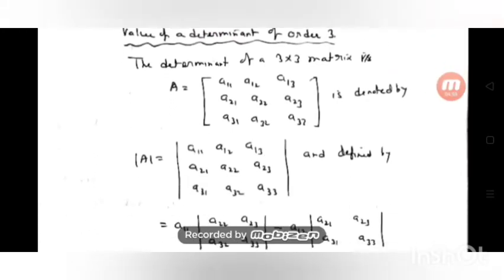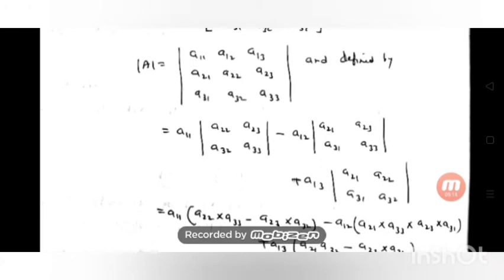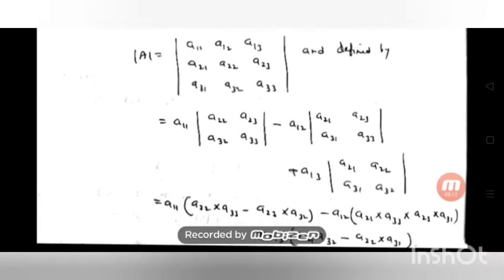Now let us see how to get the value of a determinant of order 3. The value of a determinant of a 3 by 3 matrix is denoted by writing this matrix within two vertical lines: a11, a12, a13, a21, a22, a23, a31, a32, a33. Here you see how to get its value. In case of a third order determinant, we first convert it to second order, then second order we find in terms of first order. For that purpose, first you take the first element, a11, the first row, first column element.